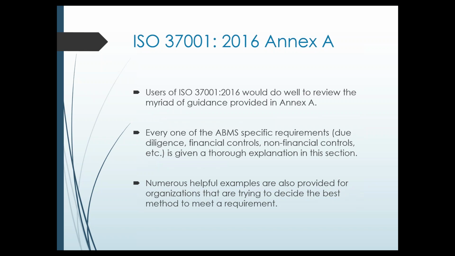Now, as I've alluded to several times already, there is a guidance annex within ISO 37001. Annex A is, I'm recalling, almost as long as the standard itself. And every single one of the specific requirements within an ABMS, due diligence, financial controls, and so forth, is explained thoroughly in Annex A. And there's a lot of helpful examples for organizations that are trying to establish their ABMS program.